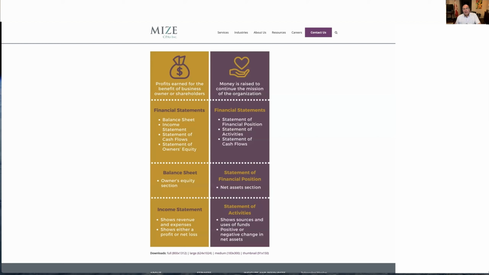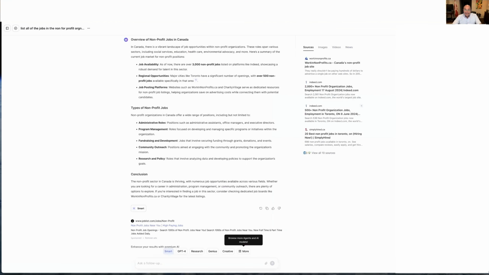Now, for the charity companies, the statement of activities shows sources and uses of funds that I'm going to tell you in the next slide. Where are you getting those funds? Because with those funds, you'll be able to prepare or offer, make new jobs. So here, it can be positive or negative change in net assets.